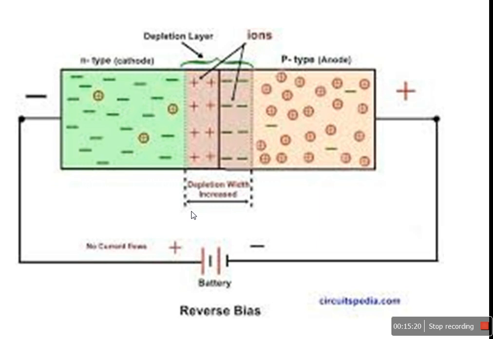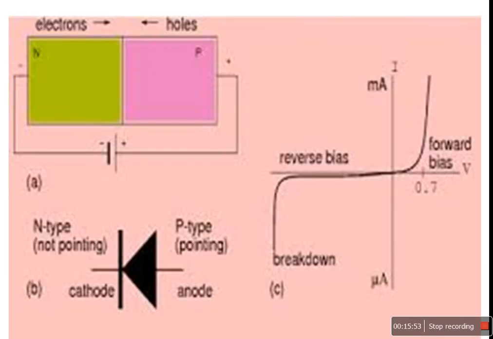So whenever the depletion region width increases, the diode will not allow the current through the device. A small amount of leakage current will flow through the device, because the barrier potential voltage is more when compared to the applied voltage. So this is the conclusion for this.